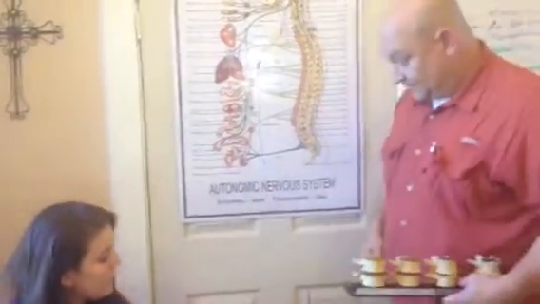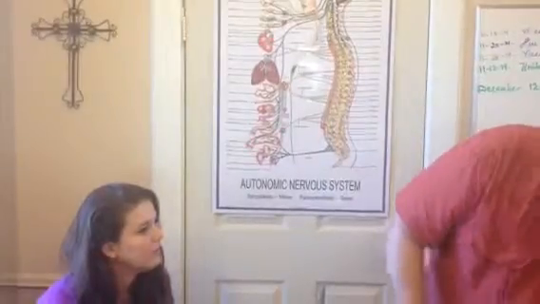So, real quick before we go, can you tell us a little bit more about the curvature of the spine and how it's supposed to naturally look, versus people who have lordosis, for example, or scoliosis? Yes, okay, this is very good.